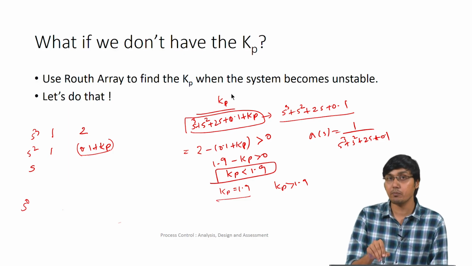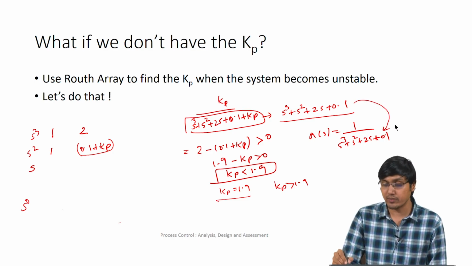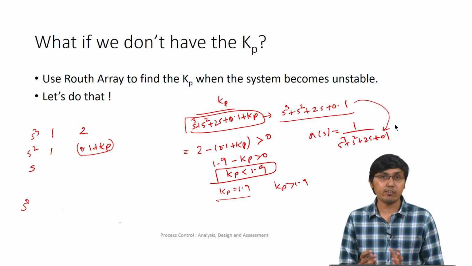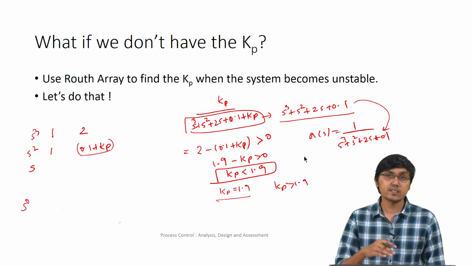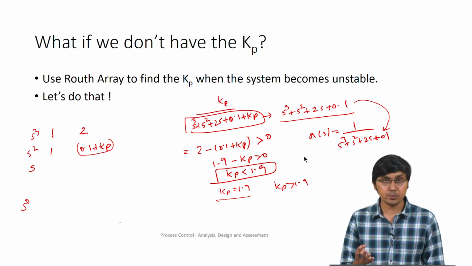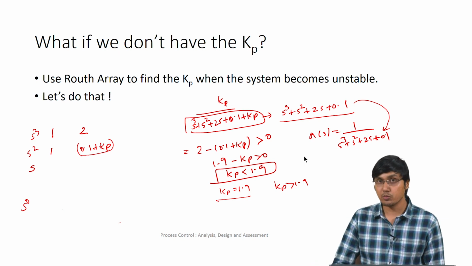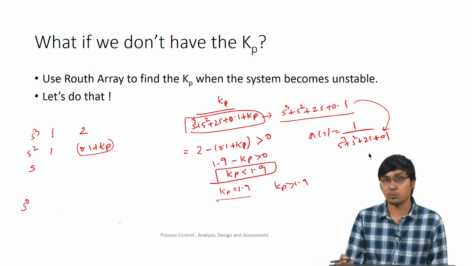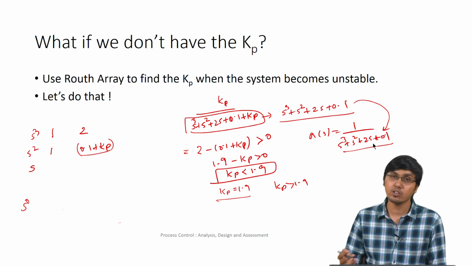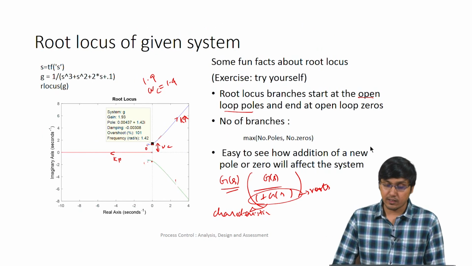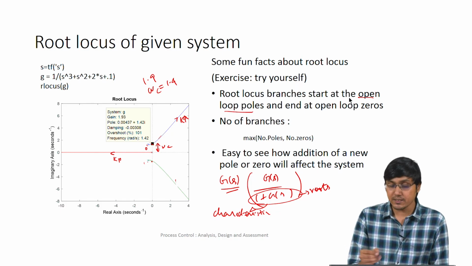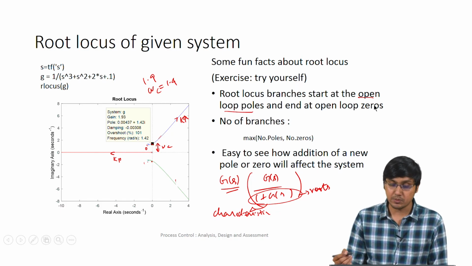So, when Kp becomes equal to 0, the closed loop transfer function's denominator, or characteristic polynomial, becomes the same as the open loop transfer function denominator. So, when gain equals 0, the closed loop poles are the same as the open loop poles, because the characteristic polynomial is the same. So, it starts at the open loop poles, and then it ends at the open loop zeros.